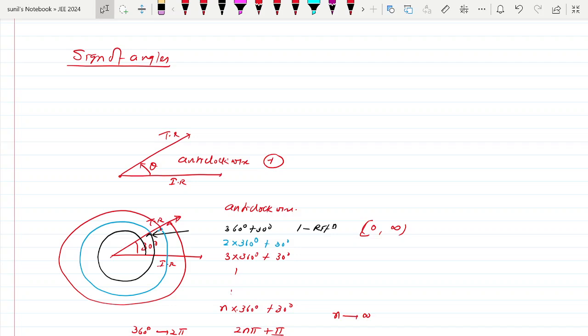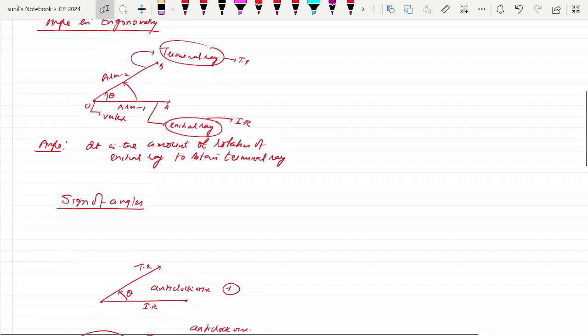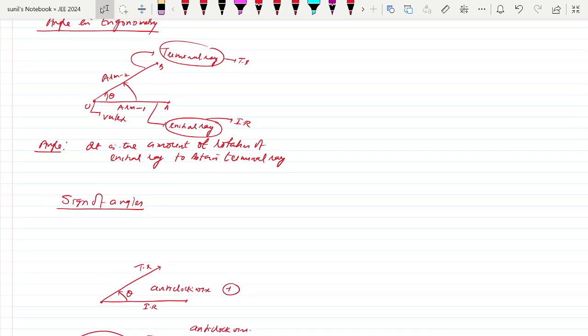You can consider the example of a flywheel. It will keep rotating, so the angle will keep changing. So we have angles more than 360 degree. In plane geometry we have a restriction that we study angles only up to 360 degree. But here we are studying inverse trigonometric functions, so the angle can go from minus infinity to infinity.